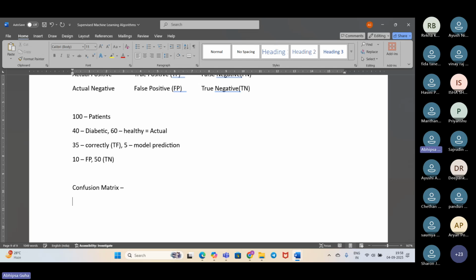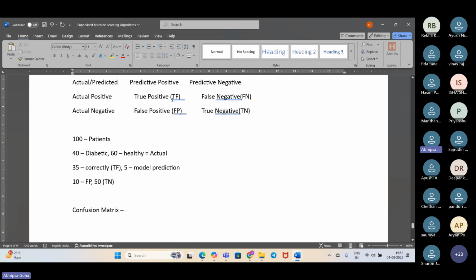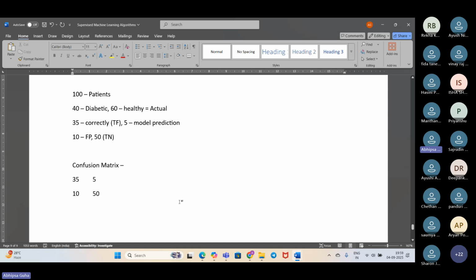Confusion matrix, what would it be? First we will be putting TP. TP is 35. Then we need to put 5, that is FN, that is false negative. So we'll put 5. Then now we will be putting FP. FP we are seeing is 10. And then we'll go ahead and put 50, that is the true negative value. So this is how we are creating the confusion matrix. Clear?